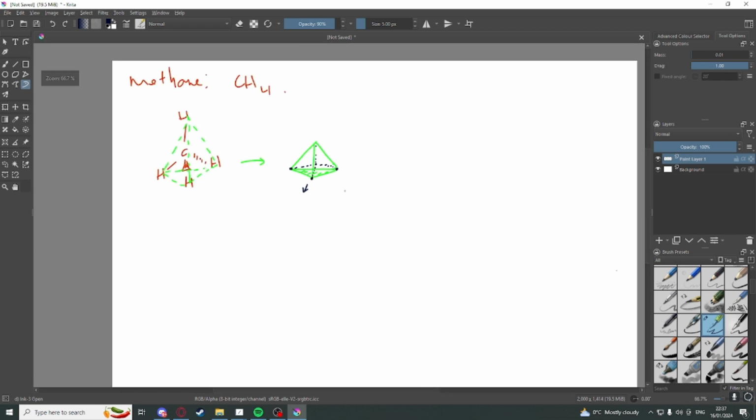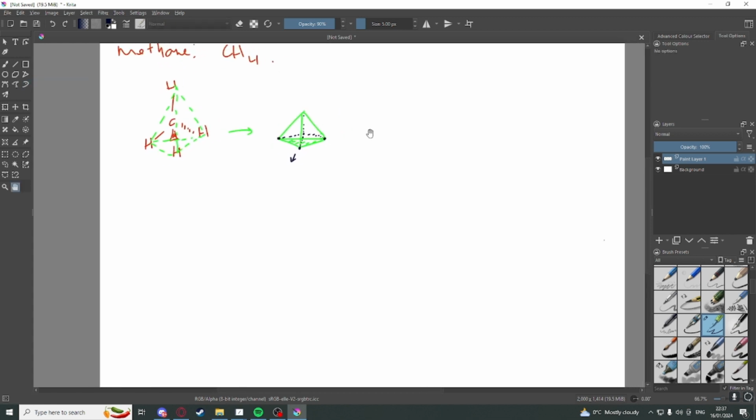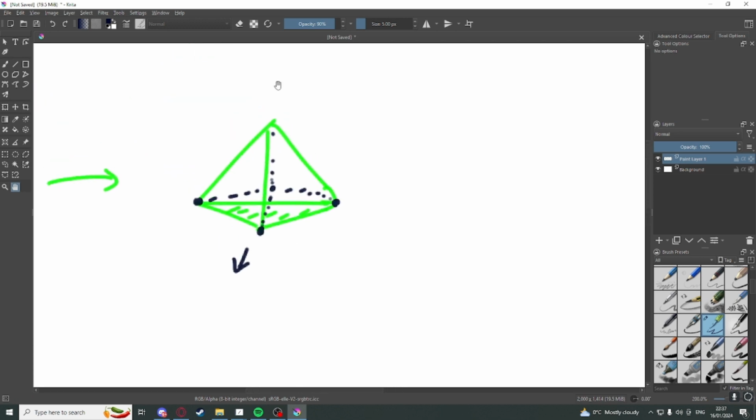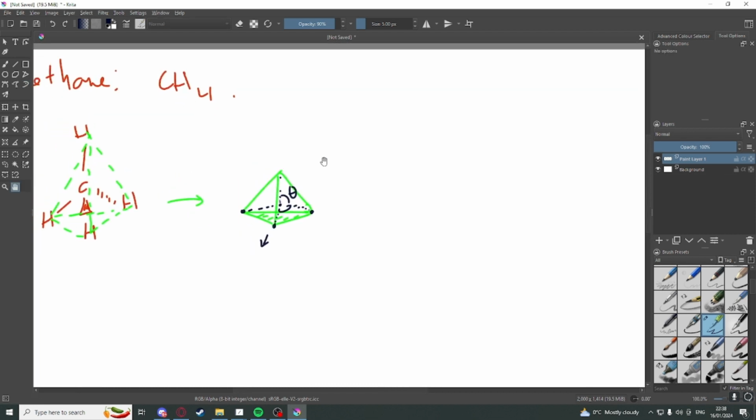Okay, so if we're going to calculate the bond angle, what we're specifically calculating is the angle here, theta. So the angle between each dotted blue/black line is the angle that we're calculating, and it's safe to assume that between each dotted line there is the same angle. Okay, so just some assumptions.